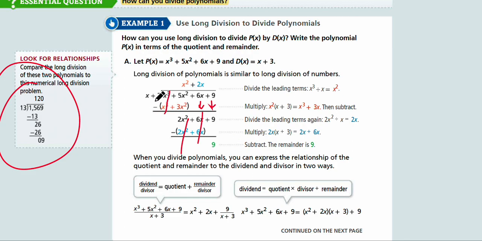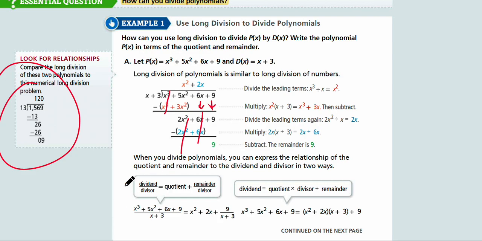Or you can also write it as your dividend, x cubed plus 5x squared plus 6x plus 9, is equal to your divisor, x plus 3, times your quotient, x squared plus 2x, and then plus 9. Okay, so they're actually the same thing.